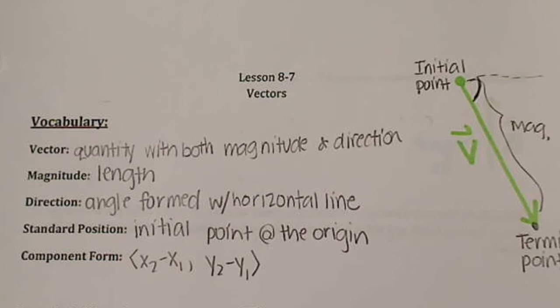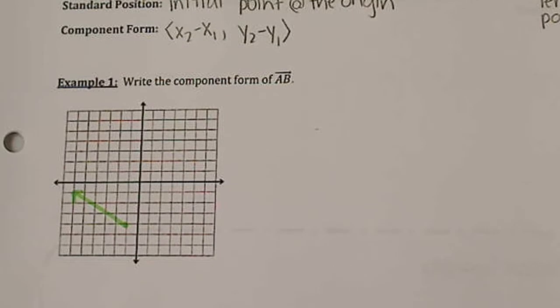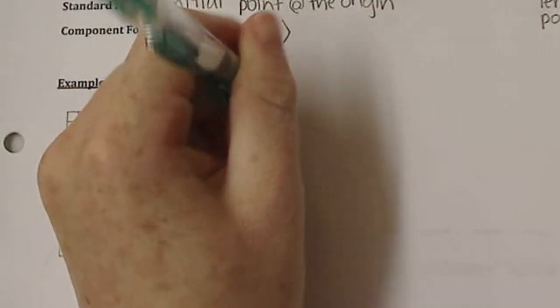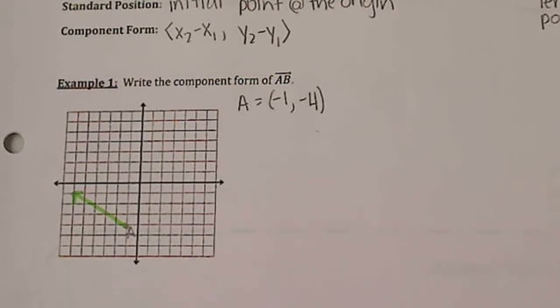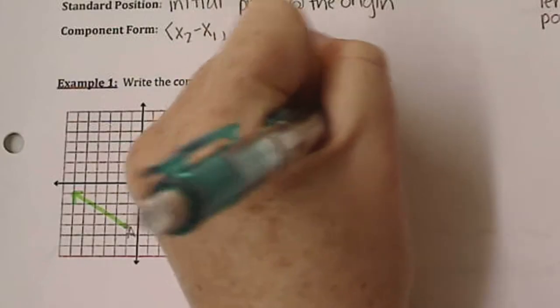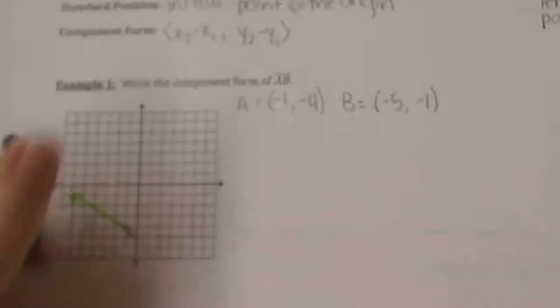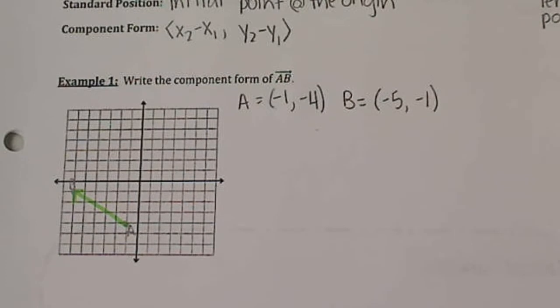Okay? So in example 1, it says write the component form of AB. So here's vector AB. In point A, the initial point is at -1, -4. So on your graph, -1, -4, that's where your initial point is. That's A. Your terminal point, or point B, is at -5, -1. Okay? So go ahead and graph your vector on your graph.